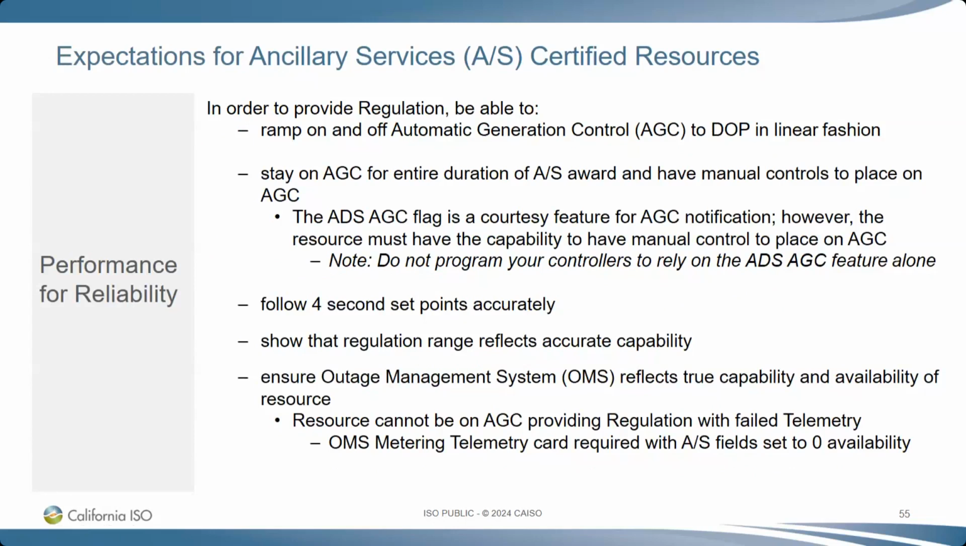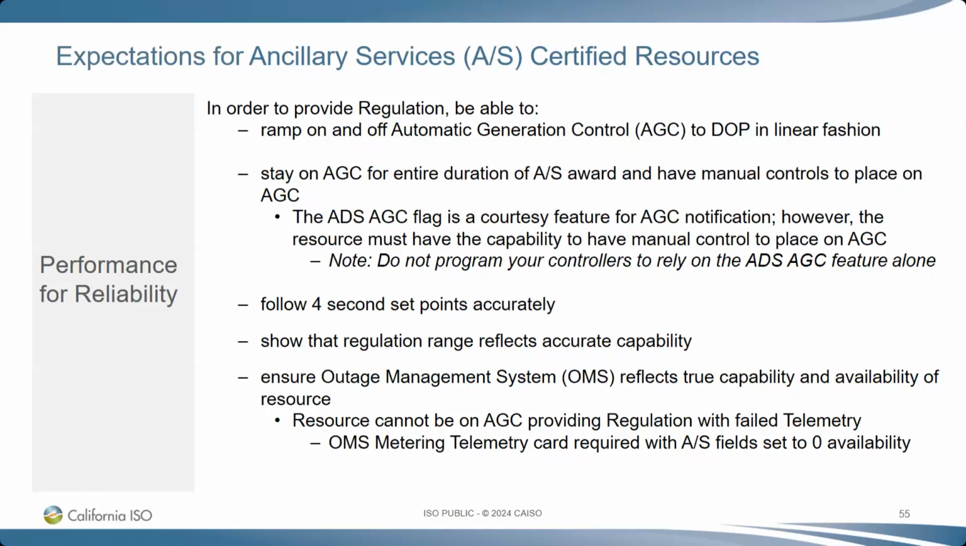We need to make sure that you're able to accomplish certain things, because you do have to get certified to provide AS, to be able to bid in there, to prove that your resource can actually meet these awards. So in order to provide the regulation, you need to be able to ramp on and off AGC to the dispatch operating point in a linear fashion. We just talked about that, the linear, and also talked a little bit earlier about making sure that you know how to get your resource on and or off of AGC.